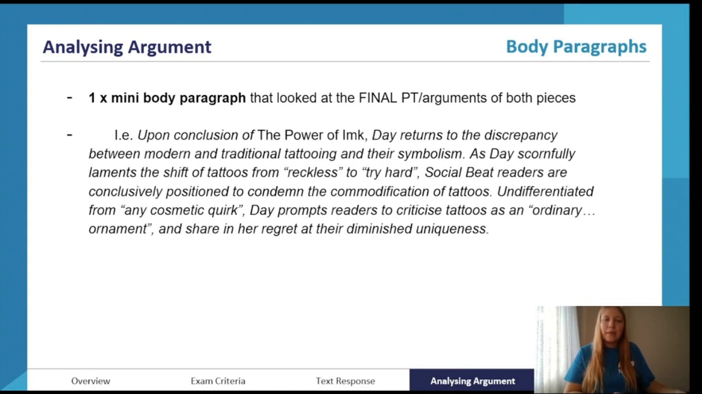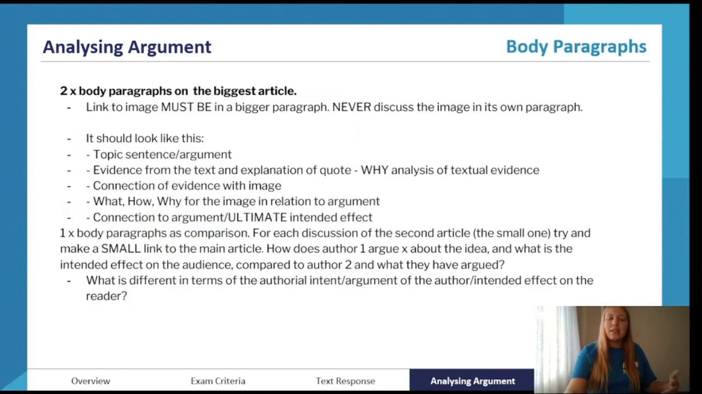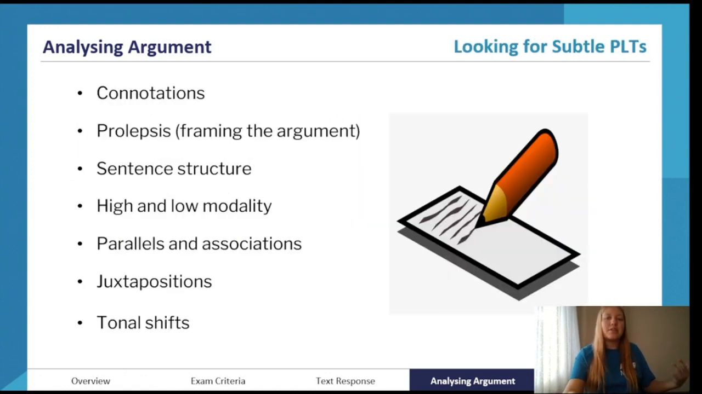And here we have one comparative aspect, as they scornfully lament the shift of tattoos from reckless to try-hard. And then we have this idea of social beat, and we've summarized the main arguments or contention of this piece. And if this is a comparative task, we can bring in and do this for the other comparative material as well. Now, don't worry if you find this structure throws you off, because there are a lot of structures you can follow for an argument analysis.